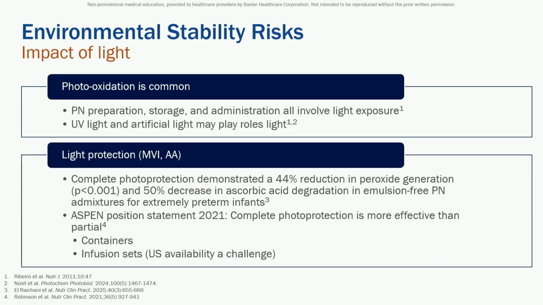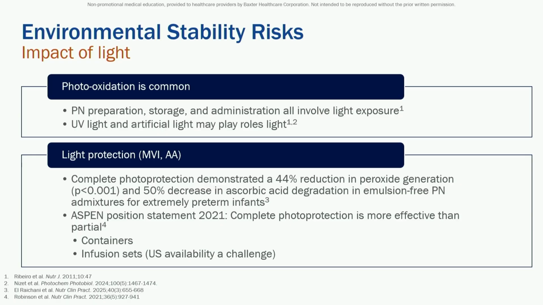There are studies that show that complete photoprotection reduced the rate of peroxide generation by 44% compared to partial photoprotection. And that also reduces the degradation of your ascorbic acid. So it is an important thing for us to think about, especially when we talk about a high-risk population like a neonate, where all of the different oxidative stress components play big roles in our disease states, NEC, ROP, you name it. We think oxidative stress is implicated in a lot of these things. So thinking through how we reduce anything that's going into our patients and causing increases in oxidative stress is critical.